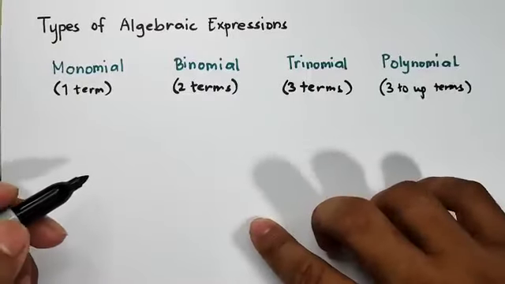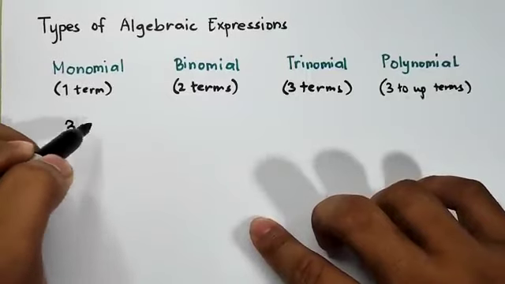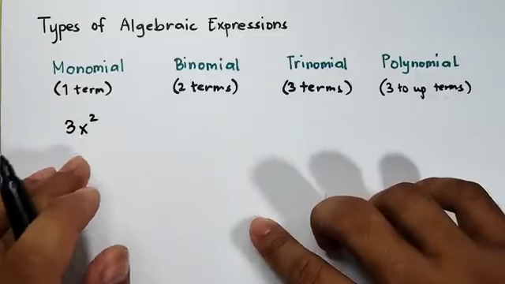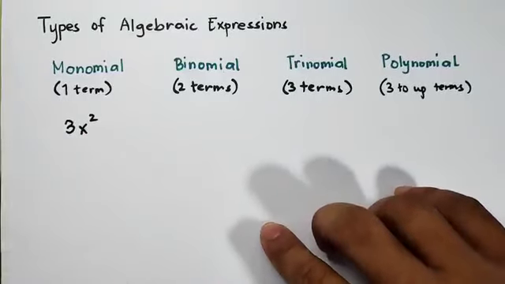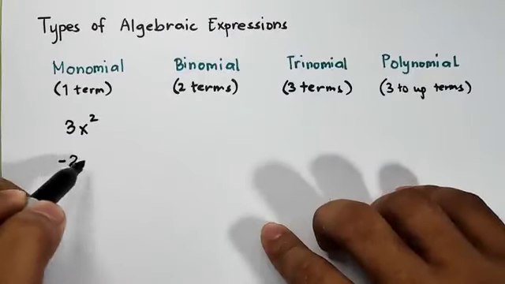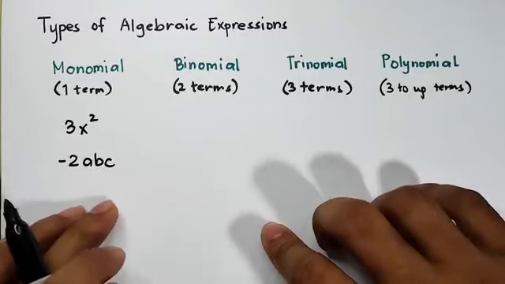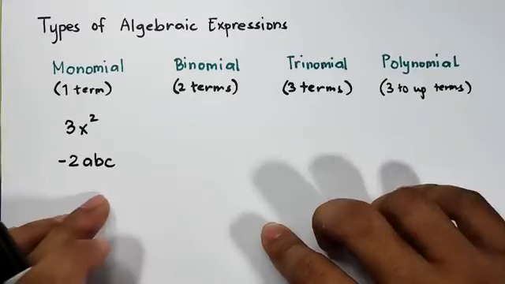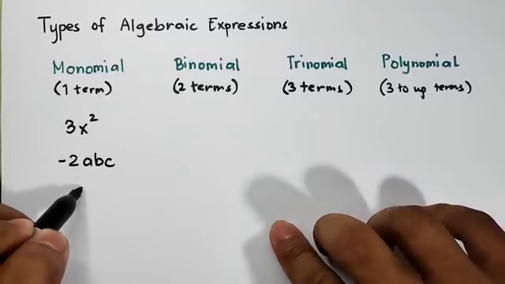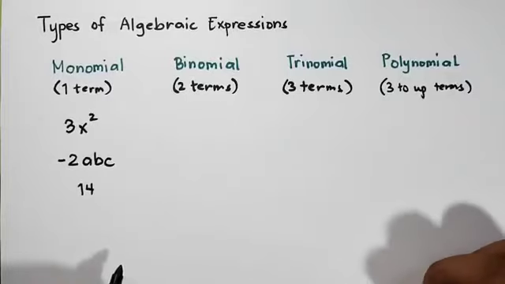For monomial, I could say that an example is this, 3x squared. This one is a monomial, a single-termed algebraic expression. Next, we can also consider this one, negative 2abc. Though meron tayong 3 different variables, ito ay isang term lang. So I will add one more. So I could say that this one is a monomial, a constant, single term lang yan.